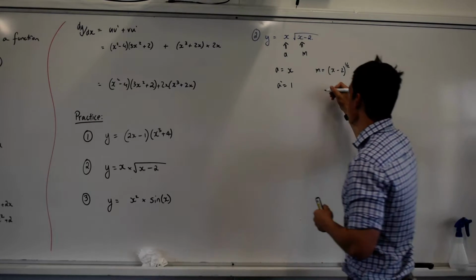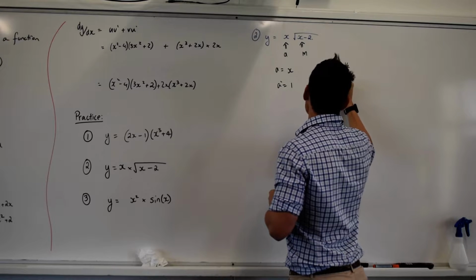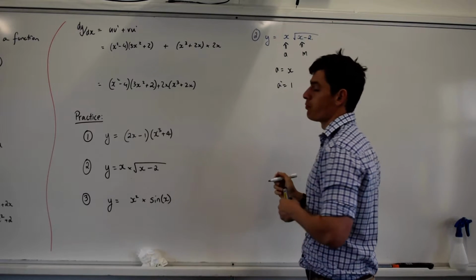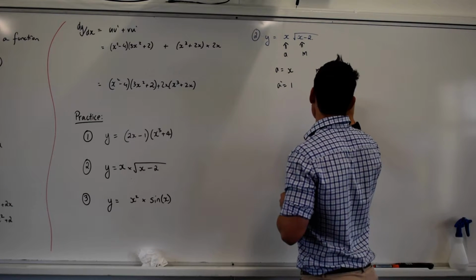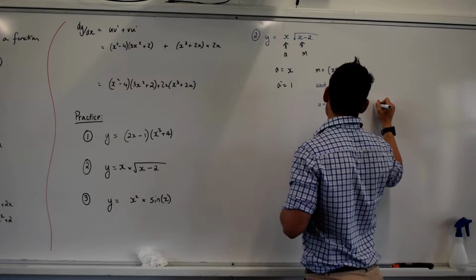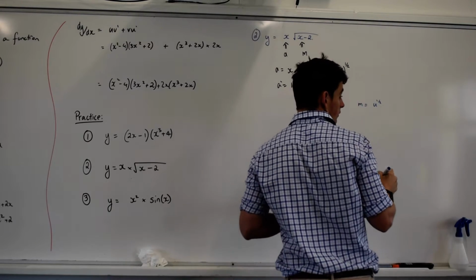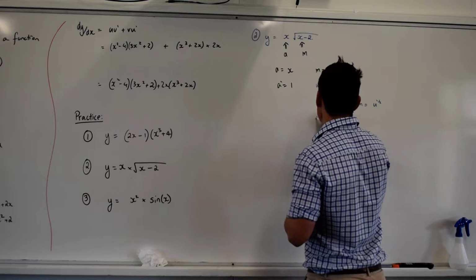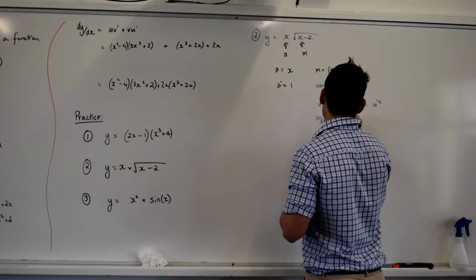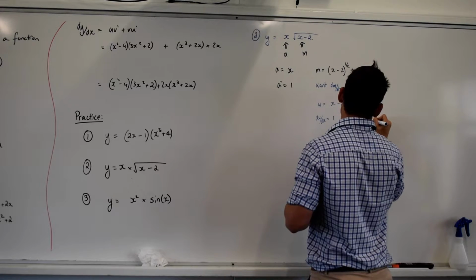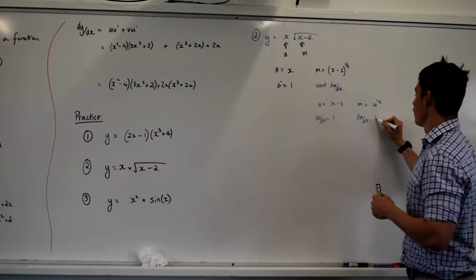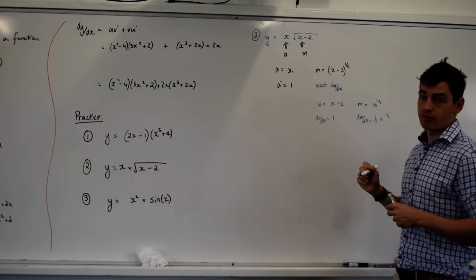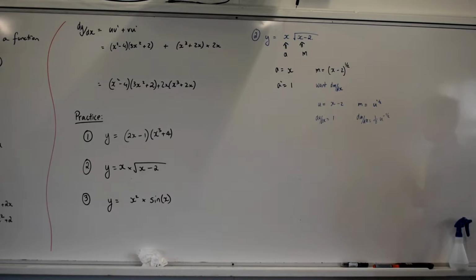So I want dm dx. And I'm going to use the chain rule to find that. So u equals x minus 2, m equals u to the power of a half. du dx equals 1, dm dx equals half u to the power of negative a half. Sweet? Does that make sense?